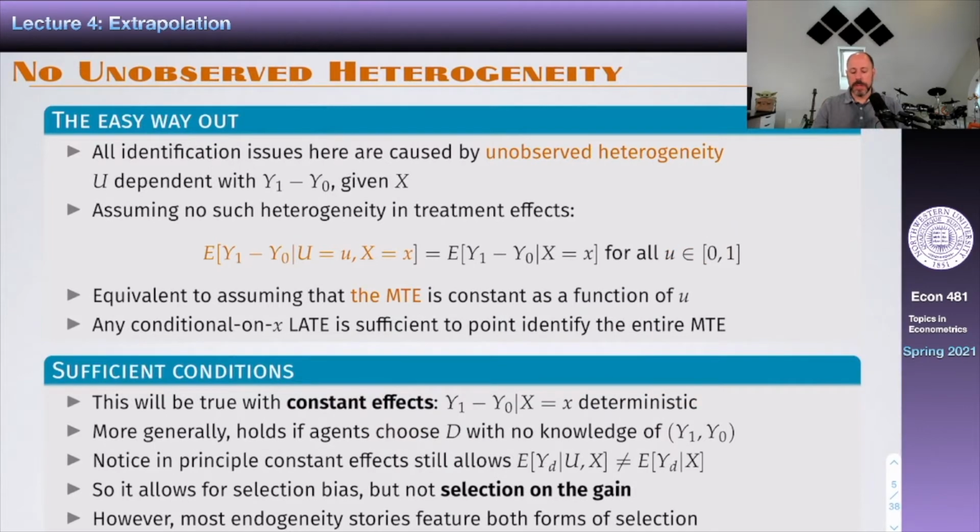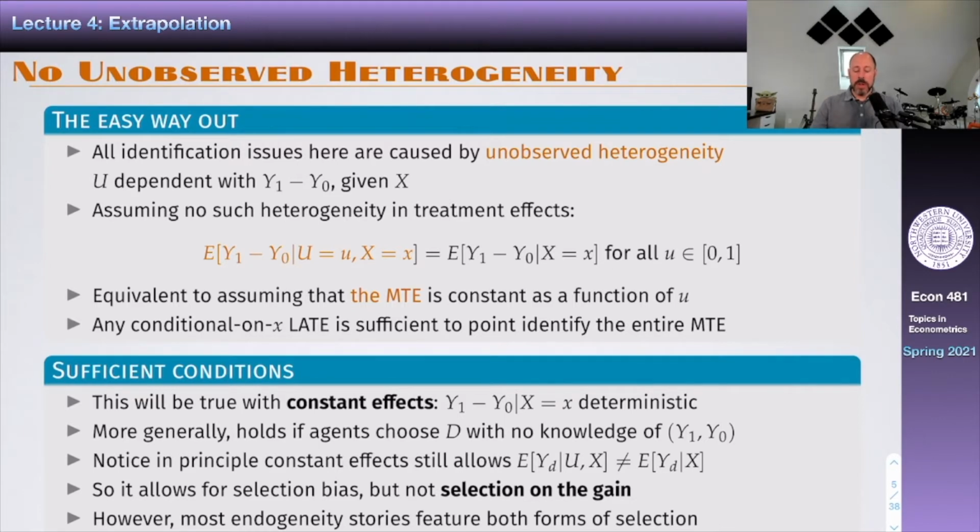So I wrote here the easy way out. Again, today I'm going to say a lot of things, so I want to start easy. But by the end of the lecture, we're going to be covering a lot of stuff. So the easy way out, I wrote here, is to understand that all identification issues are caused by unobserved heterogeneity, right? The U, in the selection equation, is dependent on the potential outcomes given X, and in particular, dependent on the difference between Y1 and Y0, which is the treatment effect for individuals, right?